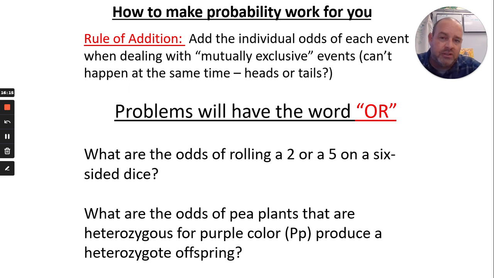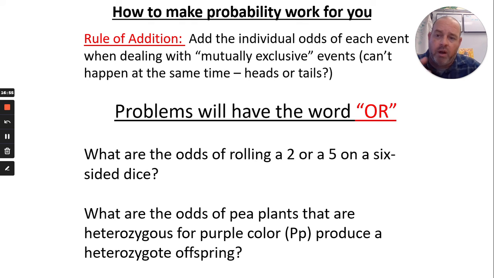And then the rule of addition is an or. What's the chance that I would get this event or this outcome? When I roll a dice, what would be the chance of getting a 2 or a 5 on a 6-sided dice? Or, what are the odds that pea plants heterozygous for purple color produce a heterozygous offspring? These are mutually exclusive events, these rule of addition ones, meaning they can't happen at the same time. Like you can't flip a coin and get heads and tails. It has to be heads or tails. So these examples are problems like that.